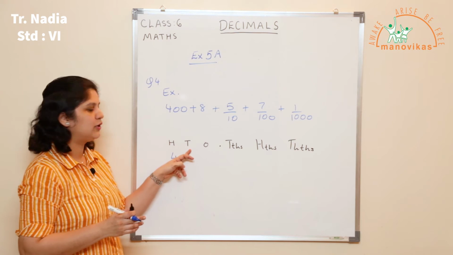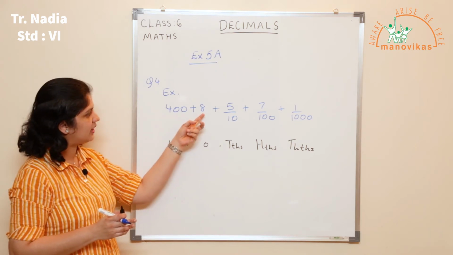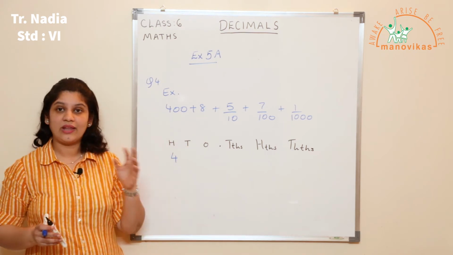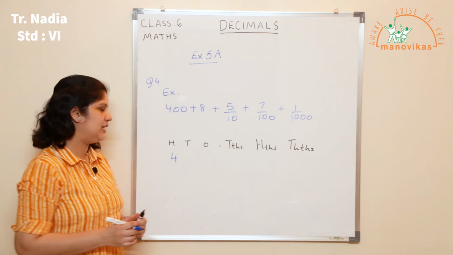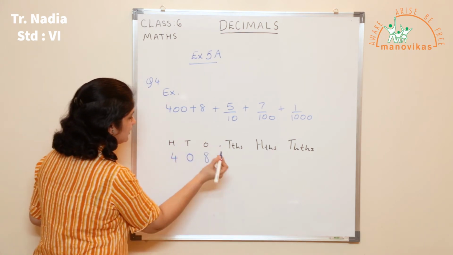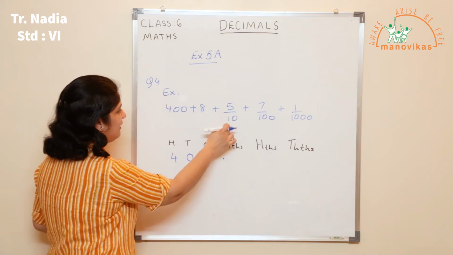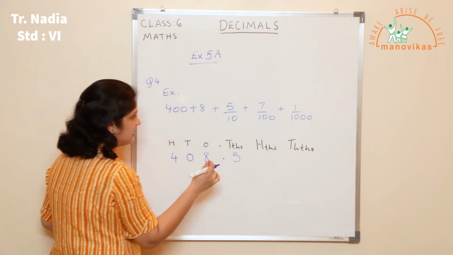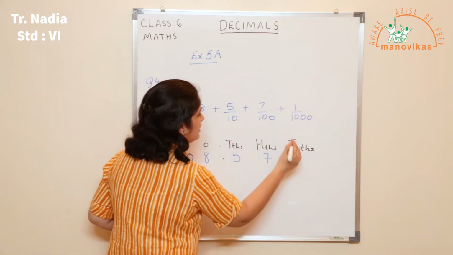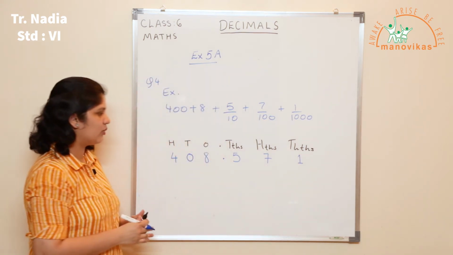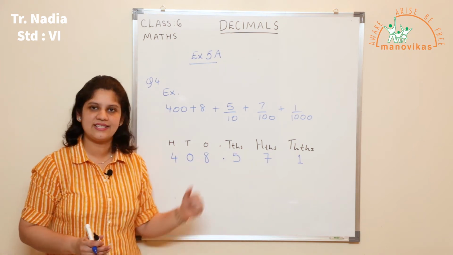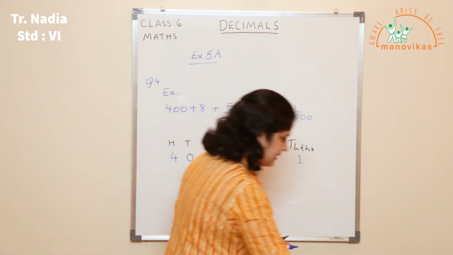Tens. Now there is no number to be put in the tens place. It is 400 and then directly that is 8. So there is no digit to be put in the tens place. Now that doesn't mean you leave the tens place empty. You need to put a 0 there. 8 means 8 ones. Point. 5 tenths means 5 in the tenths place. 700 means 7 in the hundredths place. And 1 upon 1000 means 1 in the thousandths place. So the number will look like 408.571.